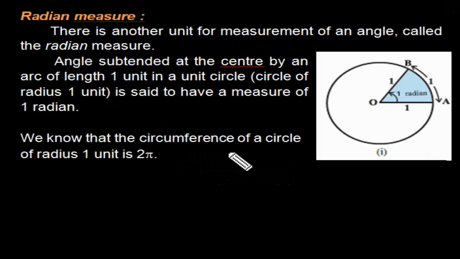We know that the circumference of a circle of radius 1 unit is 2 pi. That is, the circumference formula is 2 pi r. Here we have taken the radius as 1, so when I put 1 in this place, it becomes 2 pi. That's what I have mentioned here. The circumference of this whole circle is 2 pi. For one complete revolution, the circumference is 2 pi. Remember this, we are going to use this again.